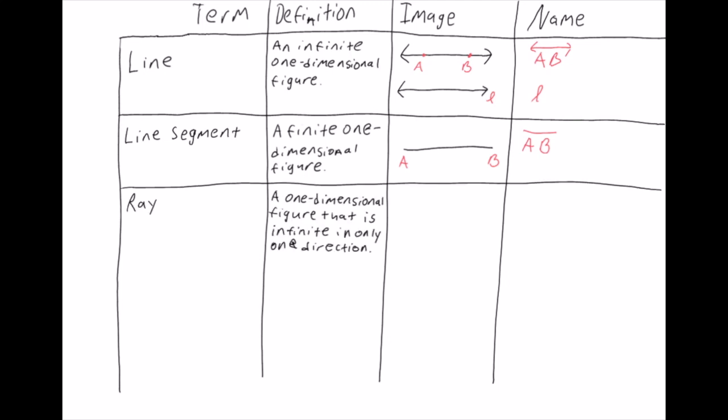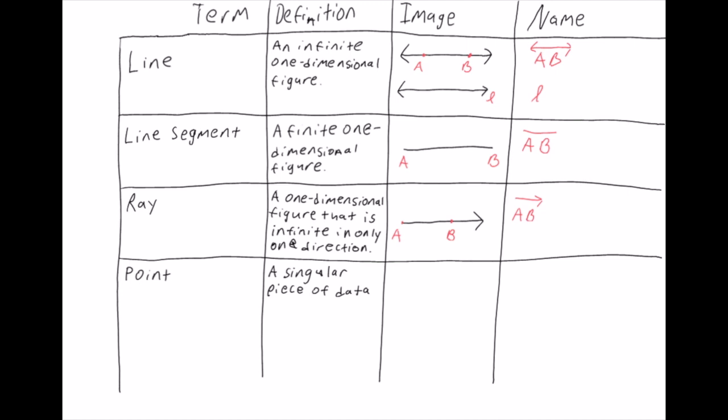A ray is a one-dimensional figure that is infinite in only one direction. So it starts at an endpoint and then it goes on forever. To draw it, you start with an endpoint and then you have an arrow that goes to the end. Then to name it, you write AB and then a ray over it with the arrow.